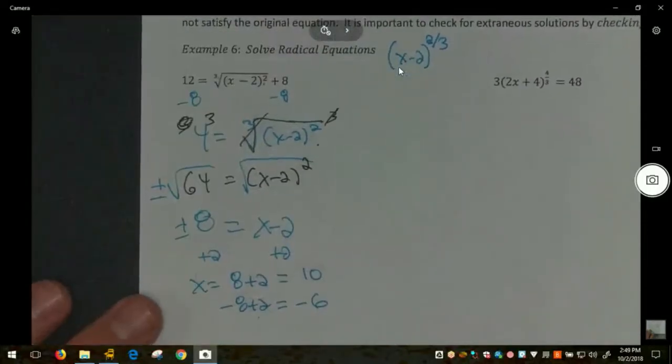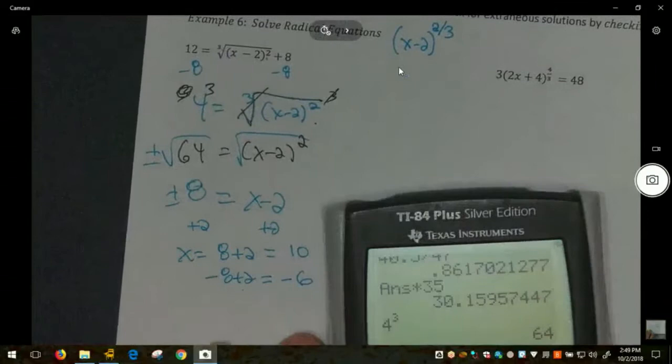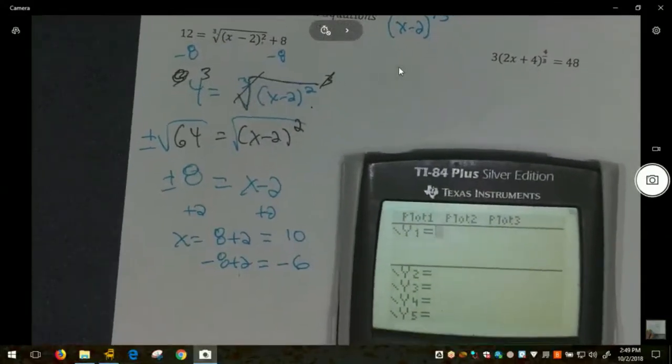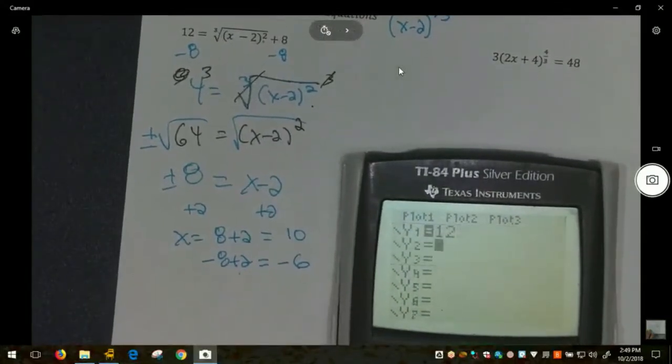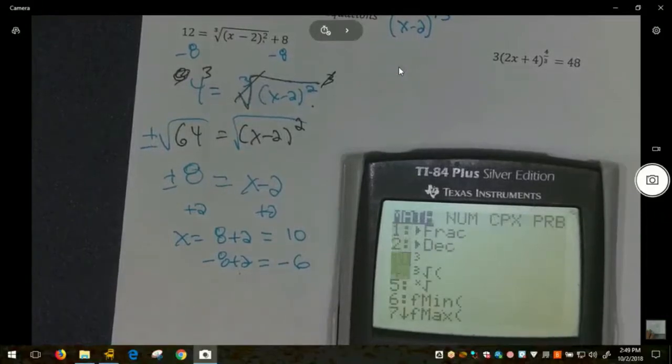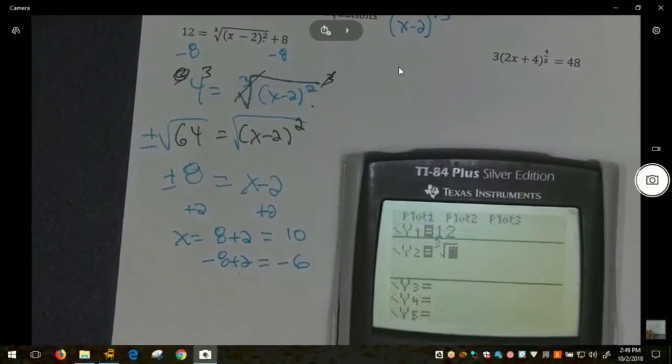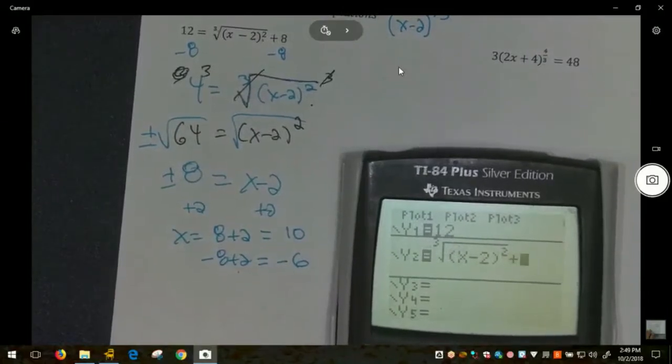I will take both of those answers and plug them into the right side of this equation. The left side is just 12. The right side is the cubed root. You might want to do this in exponential function mode, but you could also go to math. Cubed root of the quantity x minus 2 squared, and then outside of the radical plus 8.